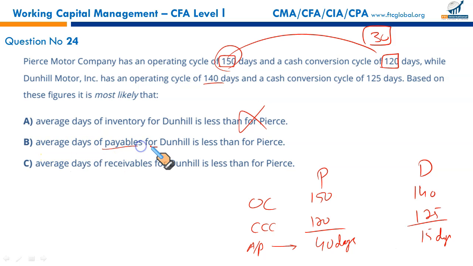Average days of payable for Dunhill is less than for Pierce. It takes 15 days to pay. More frequently, it takes 40. This is true. Average days of payable for Dunhill is lower than Pierce. That's correct. We don't need to look any further. B is the right option.